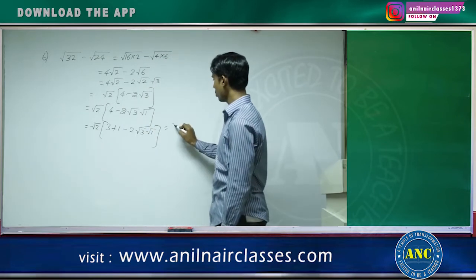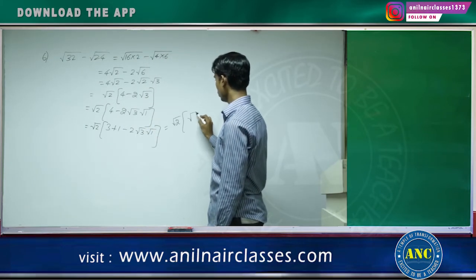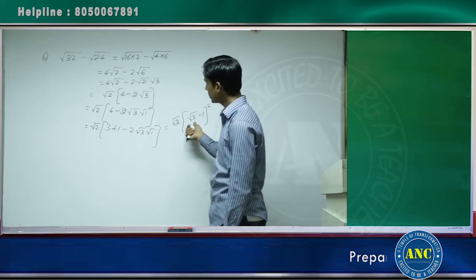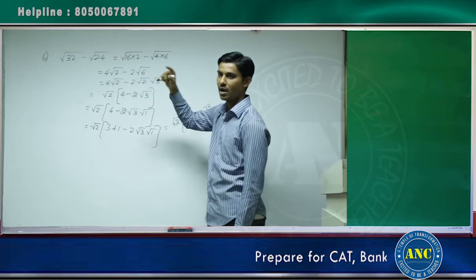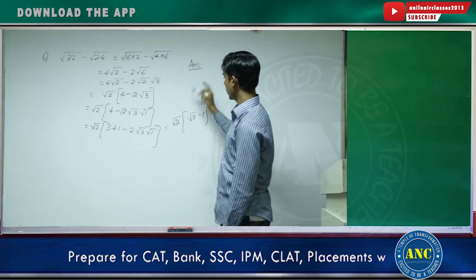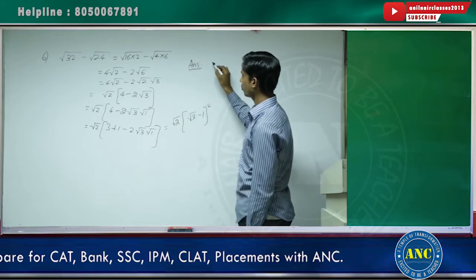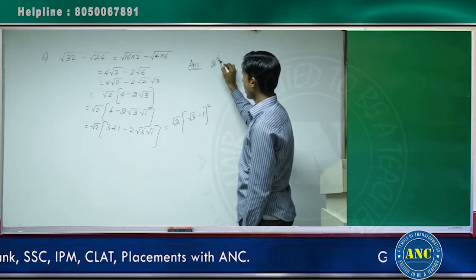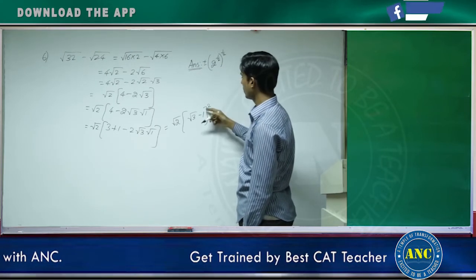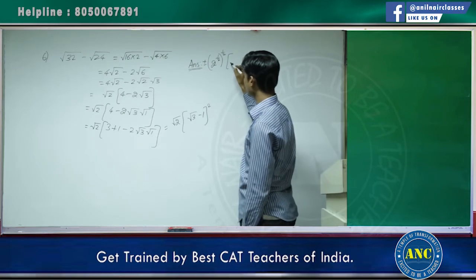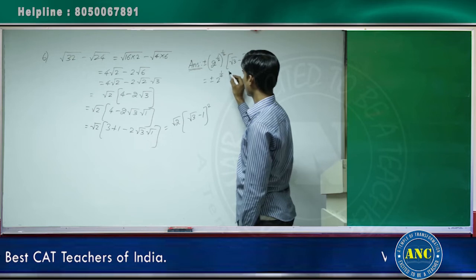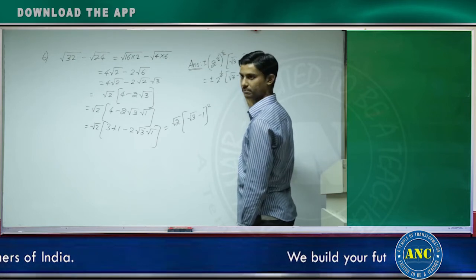So this will be equal to root 2 into root 3 minus 1 whole square. This is the value for the given expression. But I want to take the square root of that. That means the final answer will be square root of root 2. Square root of root 2 is nothing but 2 power half. Again, square root is again power half, right? Plus or minus square root of root 3 minus 1 whole square is root 3 minus 1. So your final answer is plus or minus 2 power 1 by 4 into root 3 minus 1.